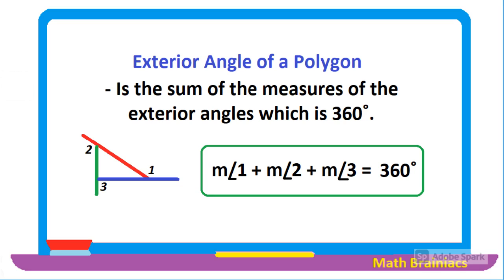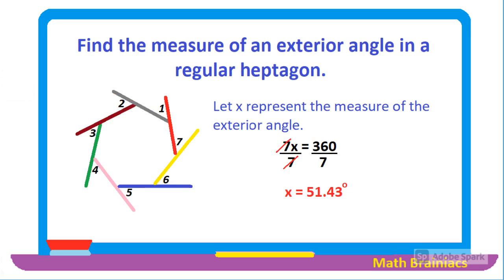However, in finding the exterior angle of a polygon, we are going to add all the measures of the exterior angles and make it equal to 360 degrees. No matter how many sides the polygon has, it will always be equal to 360 degrees if we are going to find the measure of the exterior angle. Such as in this example, a regular heptagon has 7 sides. Therefore, 7x is equal to 360 degrees, which will give us x is equal to 51.43 degrees.